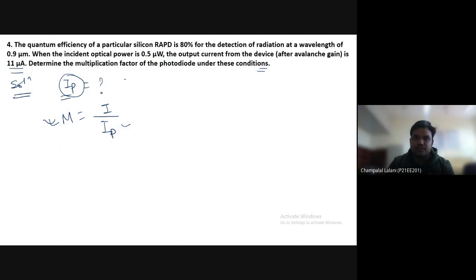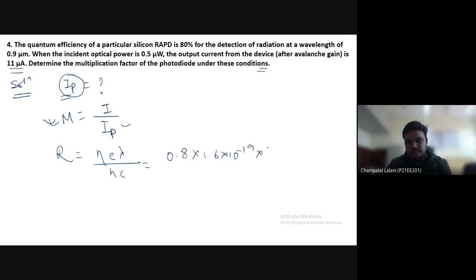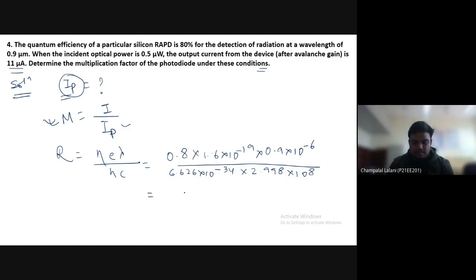First, I need to find the responsivity R, which is equal to eta e lambda by hc. Eta is the efficiency, given as 0.8. e, I know, is 1.6 into 10 to the power minus 19. Lambda is given here as 0.9 micrometers. By h and c. You know the value of h and c? If you solve this part, take your time, then I will be giving the answer.